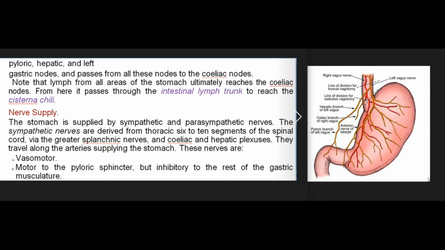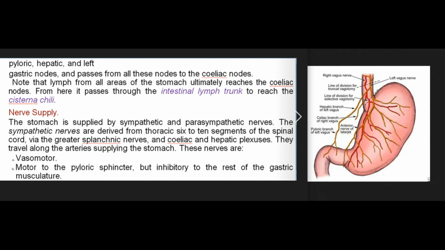Nerve supply. The stomach is supplied by sympathetic and parasympathetic nerves. The sympathetic nerves are derived from thoracic 6 to 10 segments of the spinal cord, via the greater splanchnic nerves, and coeliac and hepatic plexuses. They travel along the arteries supplying the stomach.